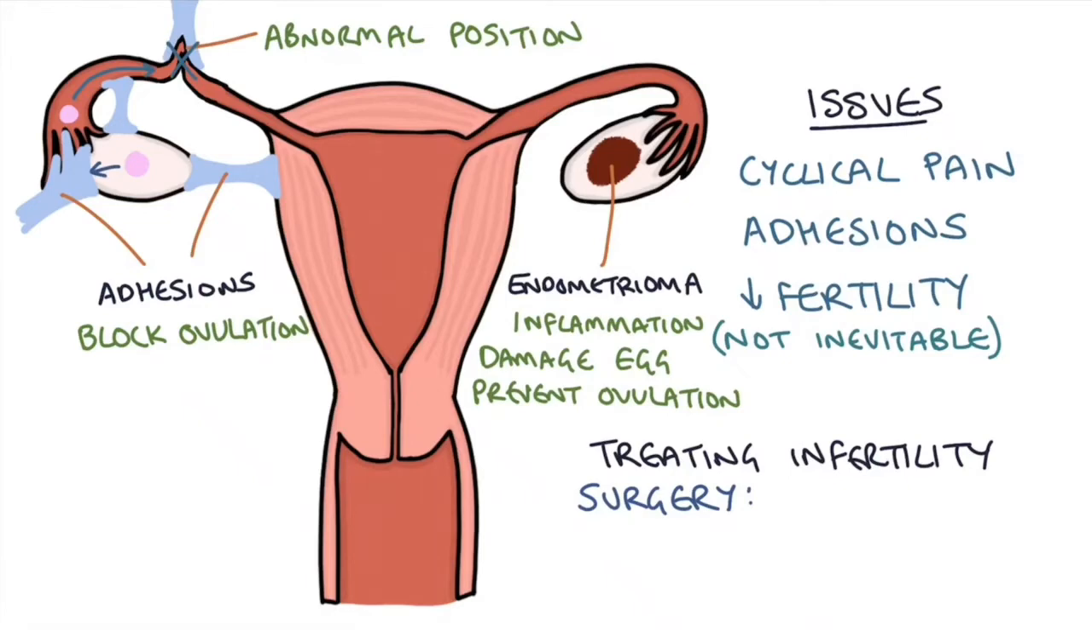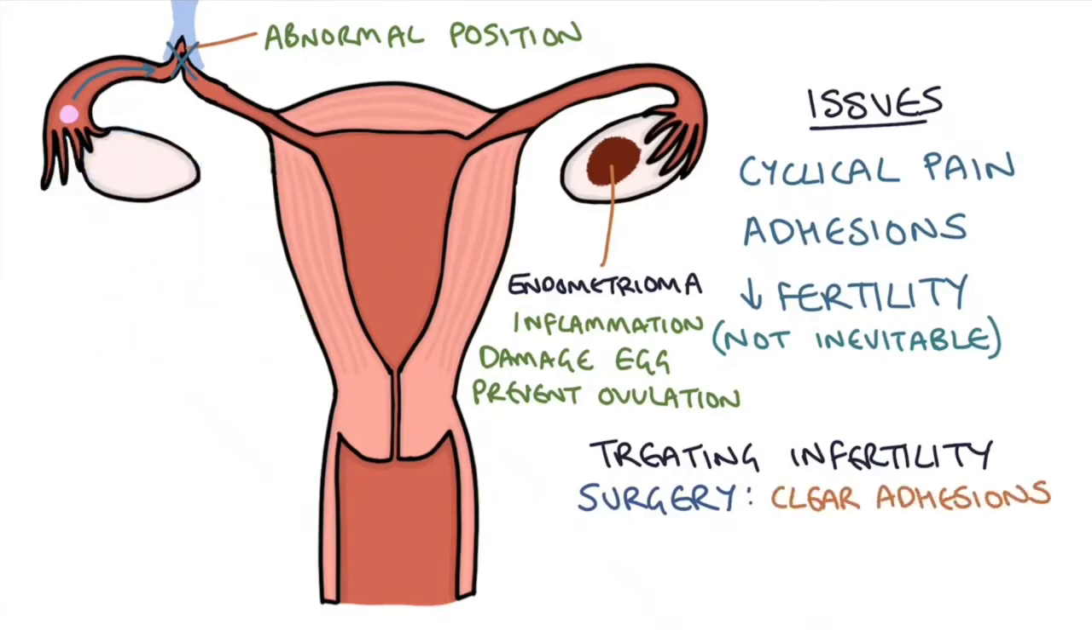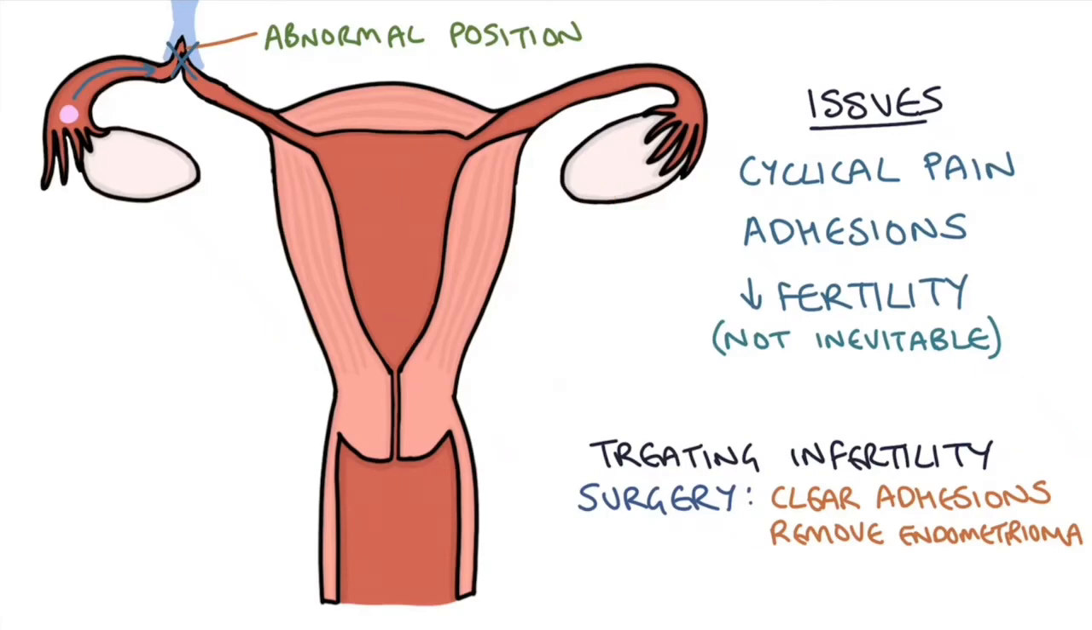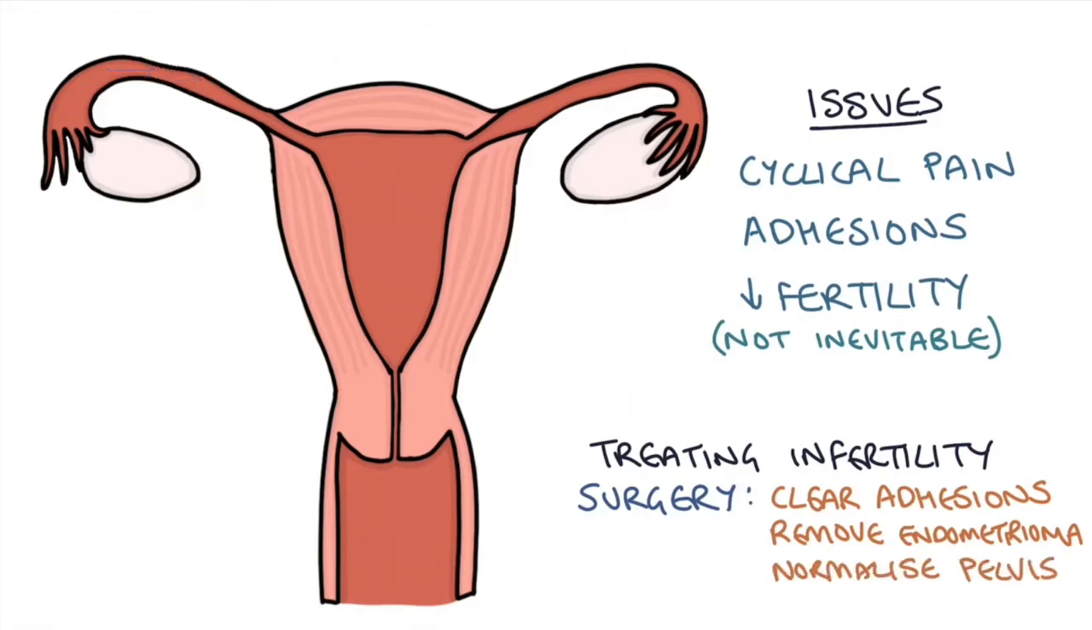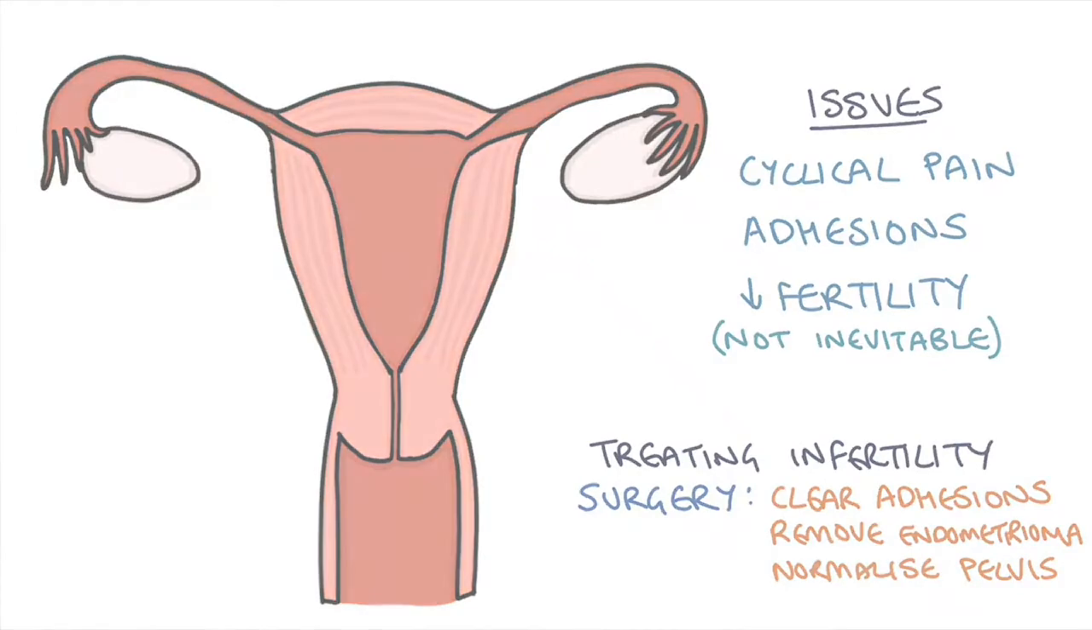So number one, we would clear any adhesions that might be surrounding the ovary or blocking any eggs from being released. Secondly, remove any cysts that might contain endometriosis on the ovaries so that we reduce the risk of inflammation in the area, anovulation and damage to the eggs. And the final thing would be to try and normalize as much as possible the structure and the position of the pelvis so that we optimize the chances of achieving a normal pregnancy.